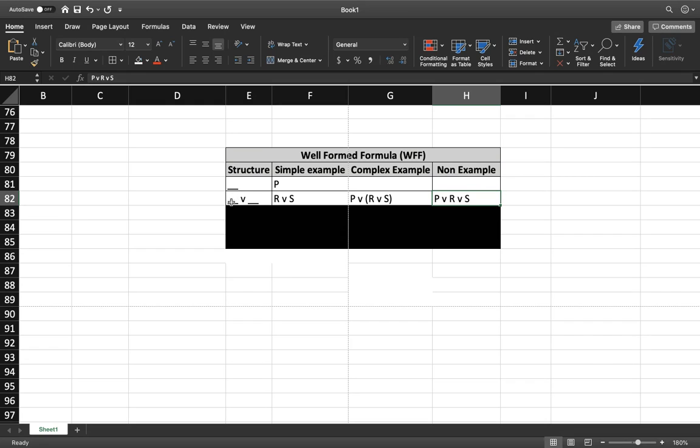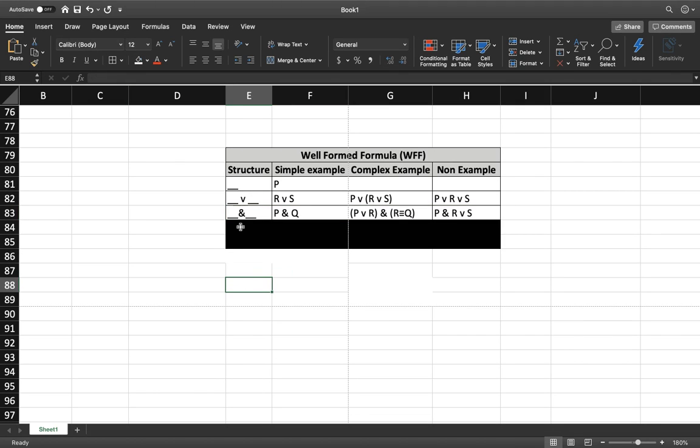Remember, a two-place connective means you have to have clearly defined pieces. One piece is the P, and one piece is the stuff in the parentheses. Let's look at the next row. And, two places, same idea, P and Q.